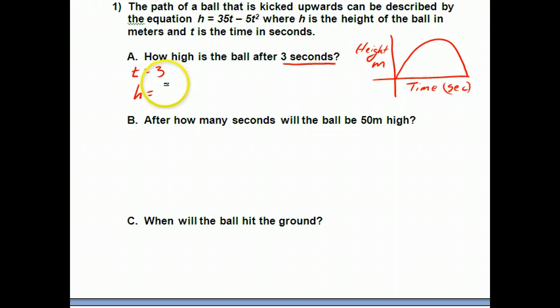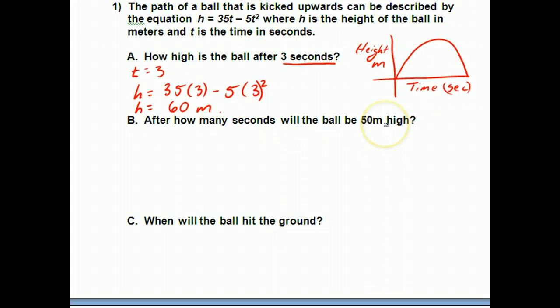h is equal to 35 times 3 minus 5 times 3 squared. Okay, so dump that into your calculator or do whatever you need to do to find out that 35 times 3 minus 5 times 3 squared gives me 60. So my height at 3 seconds is going to equal 60 meters. Okay, so that's kind of the easier one. We just input t into the equation and get a value out.